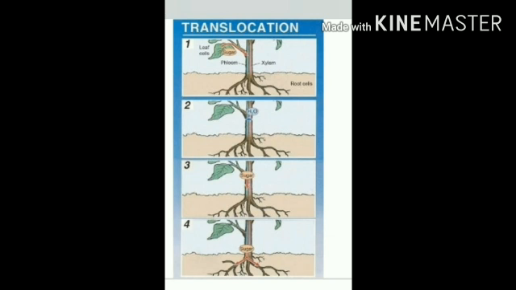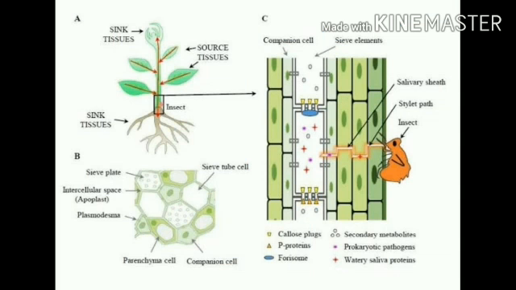The translocation of food and other substances takes place in sieve tubes with the help of adjacent companion cells, both in upward and downward direction. Phloem is composed of sieve tubes, companion cells, phloem fibers and phloem parenchyma. Phloem also transports amino acids and other substances.